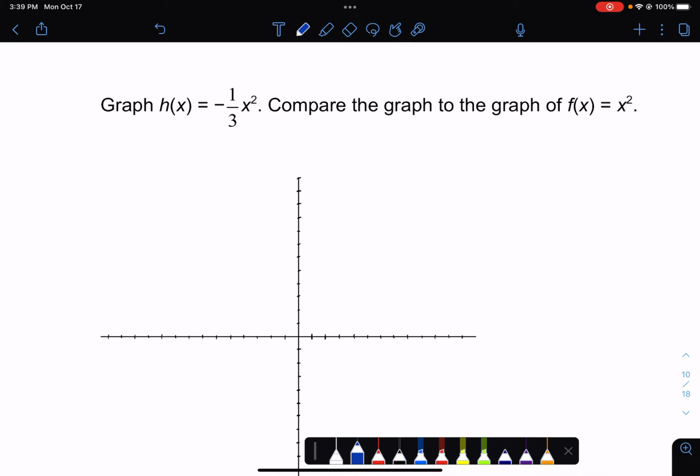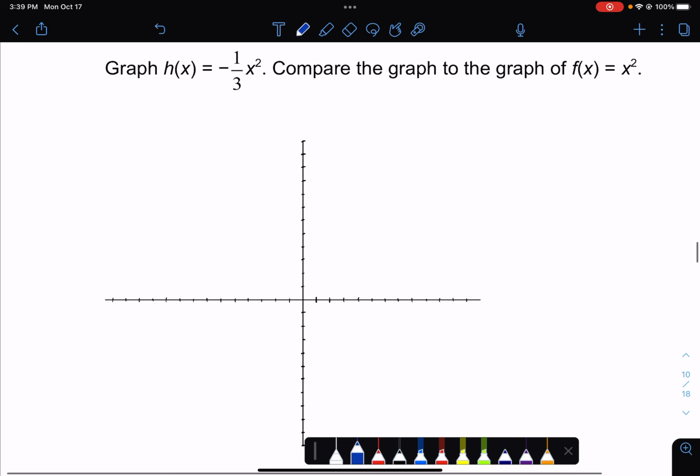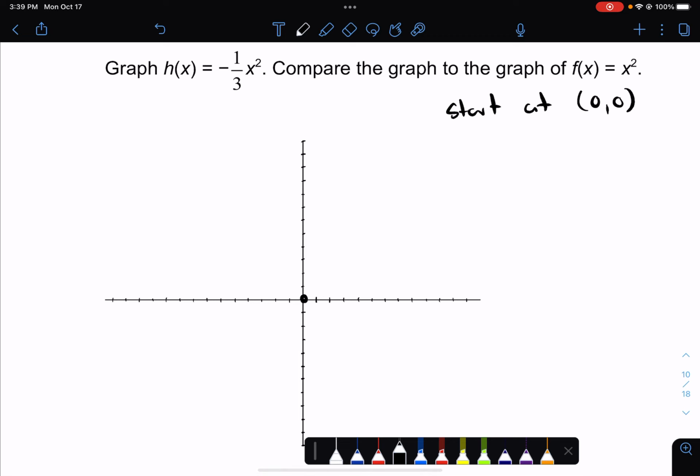Graph h of x equals negative 1/3 x squared. Oh, wow. All right, so we're doing a negative and a fraction at the same time. So we're going to do those same steps. I'm going to start at 0, 0, right here in the middle. And then instead of going over 1, up 1, I'm going to go over 1. Look, that was step 1. Step 2, I'm going to go over 1.